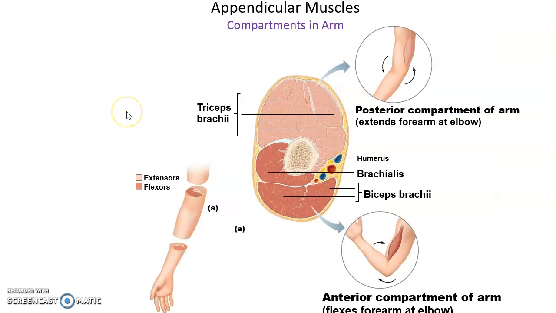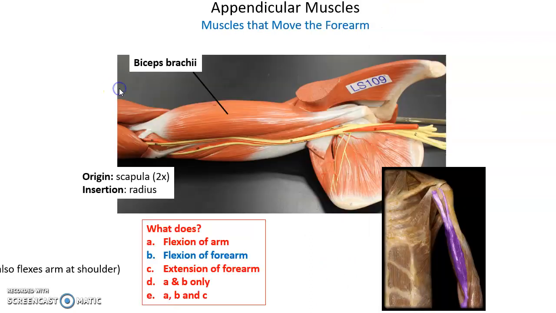All right, so compartments of the arm. Moving on to the compartments of the arm. There's a posterior compartment and an anterior. The anterior compartment is involved in flexion at the elbow. The posterior compartment is involved in extension at the elbow. So, biceps brachii, anterior muscle. It crosses two joints, the shoulder joint and the elbow joint. Its origin is the scapula, its insertion the radius. And at the elbow, it is able to flex the forearm at the elbow, so bend the elbow. However, since it also crosses the shoulder joint, it is also able to flex the entire arm at the shoulder joint.